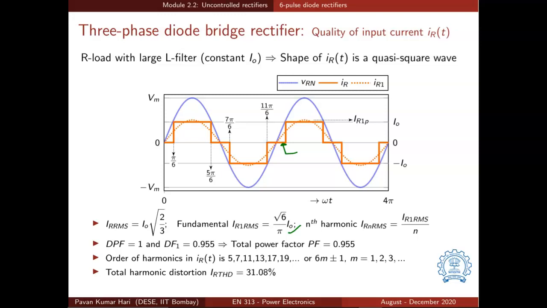But as seen from the waveform, it is clear that there are unwanted components in this waveform, so there will be a distortion factor, and the distortion factor can be shown to be 0.955. That makes the total power factor 0.955. And the order of the harmonics we have already discussed earlier, and the total harmonic distortion in the input current waveform will turn out to be 31.08%. Please note that this THD value is less than that of a pure square wave. The pure square wave has 48% THD approximately. This quasi square wave has about 31% THD.